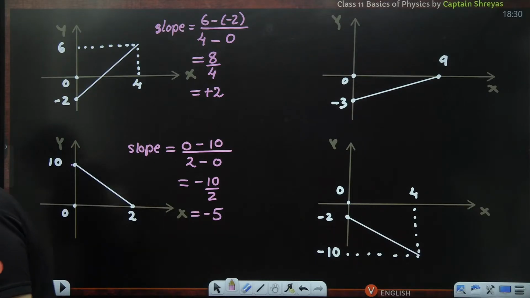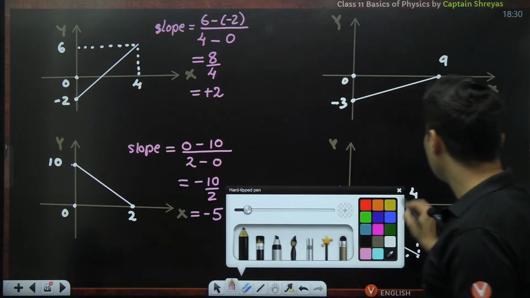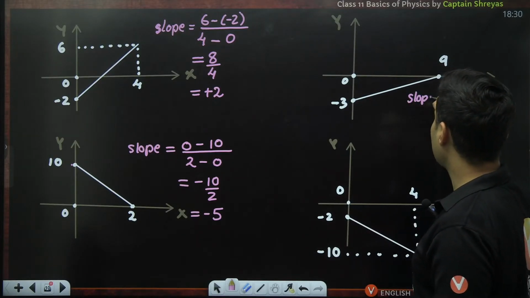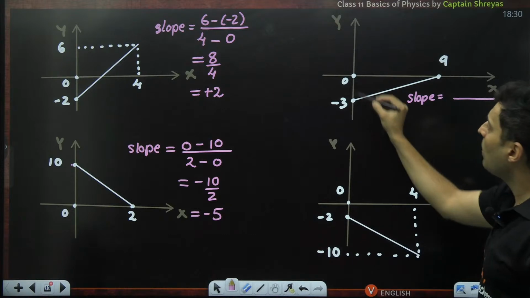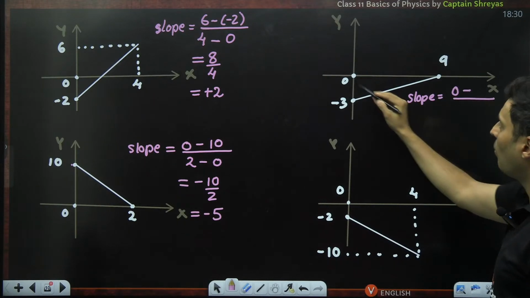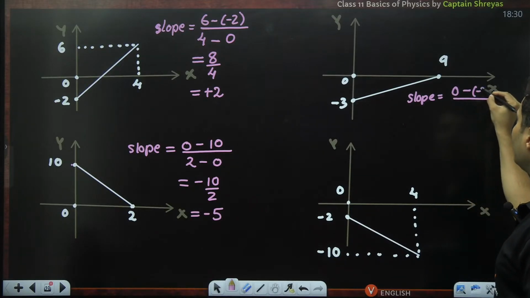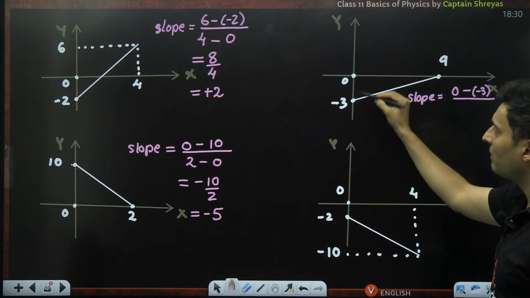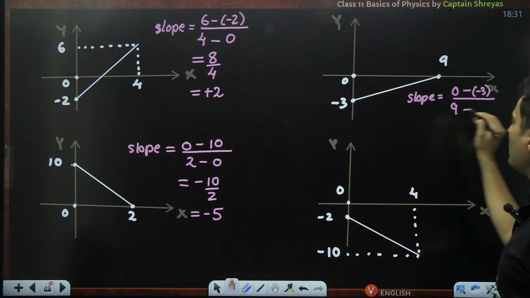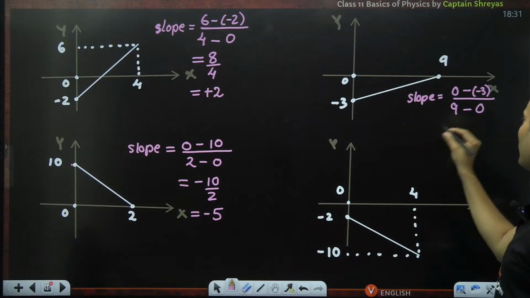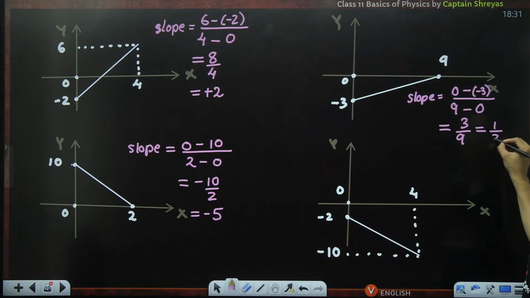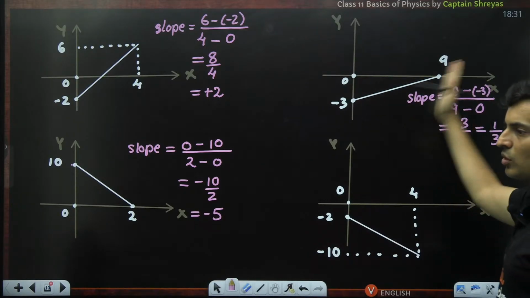Similarly, let's do the same logic over here in this particular case. What is the slope? What is the new value of y? It went from here to here. This is the y coordinate, which is 0, minus the old value, which is -3. Can you see that? -3 is the older value. Old to new. Then the new value of x is 9, and the initial value was 0. Perfect. So this will be nothing but 3 by 9, which is 1 by 3, which is also positive, because it is going up.